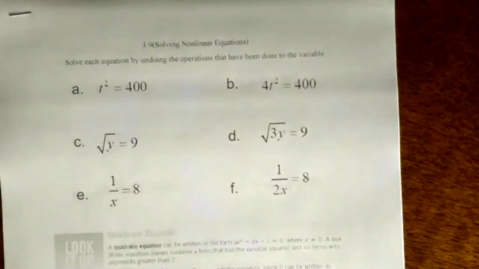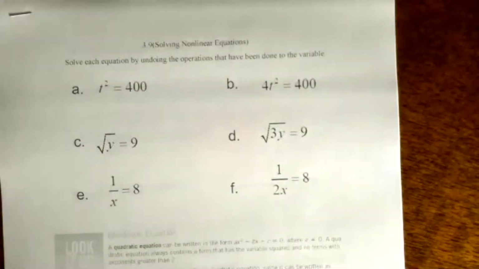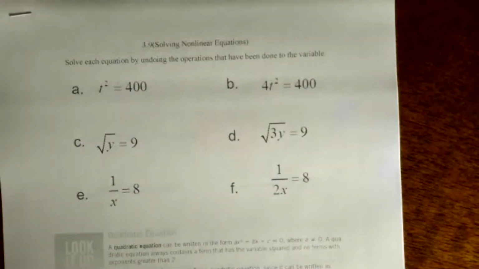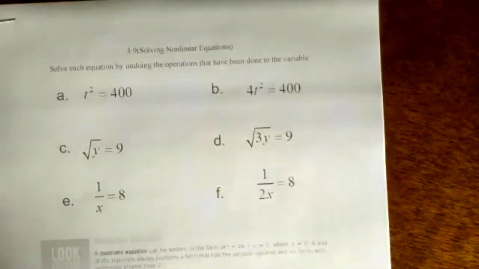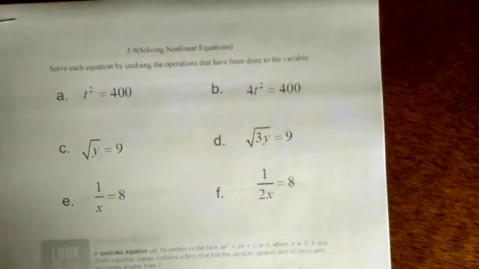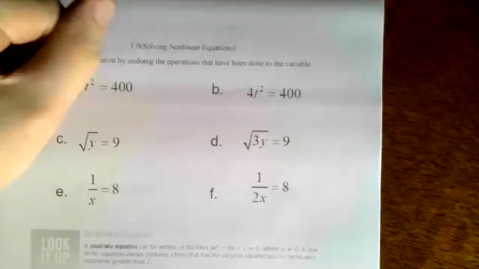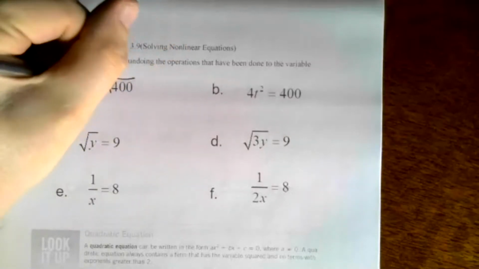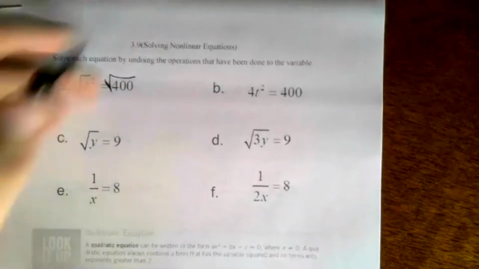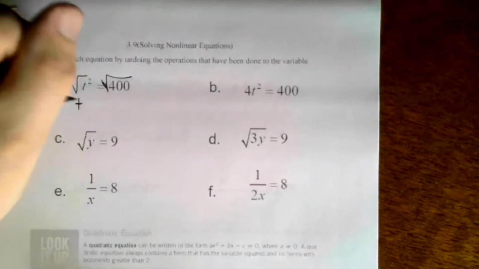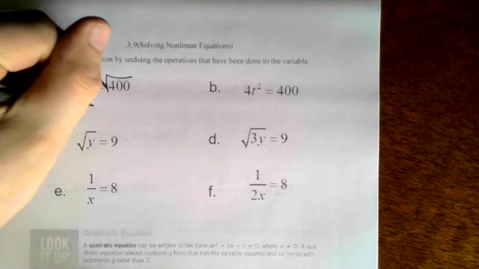So this one says, for 3.9, solve each equation by undoing the operations that have been done to the variable. So for part A, I have t squared equals 400. So how can I solve for t? What, the square root of 400? Yeah, so we just square root on both sides, right? So we just get t on the left. And what do we get on the right? 20.